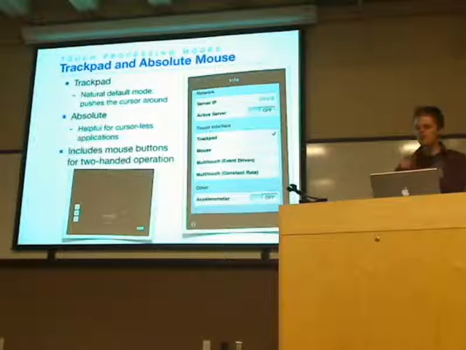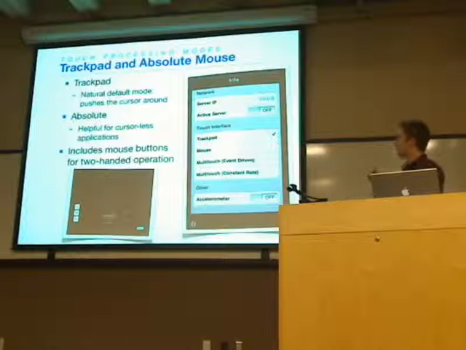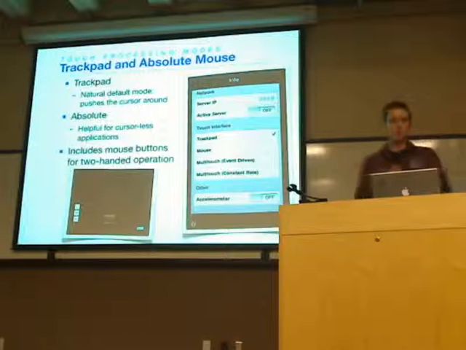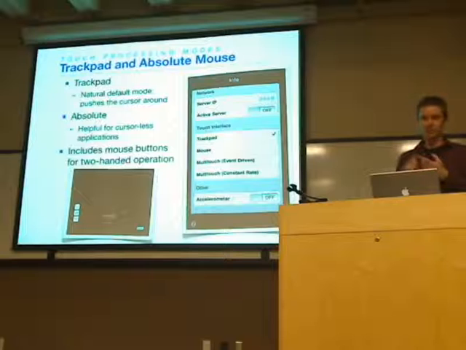I'll talk a little bit about touch processing modes. So there are two mouse emulation modes. I call them trackpad and absolute.